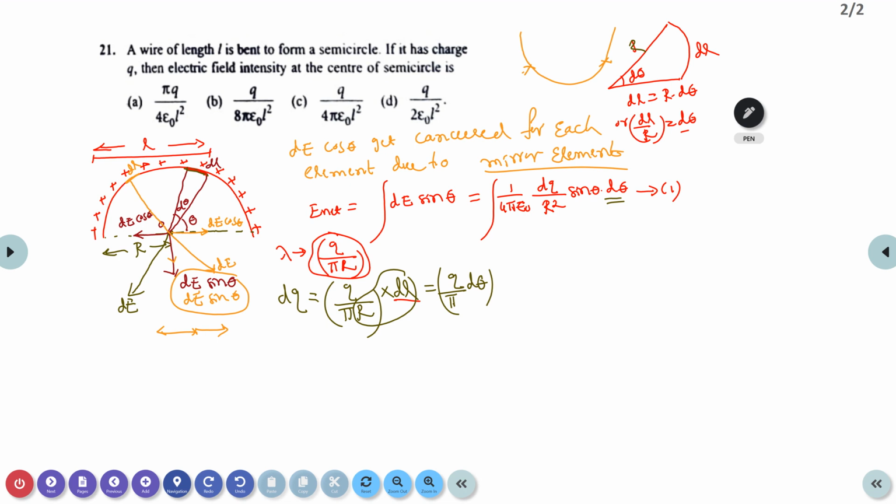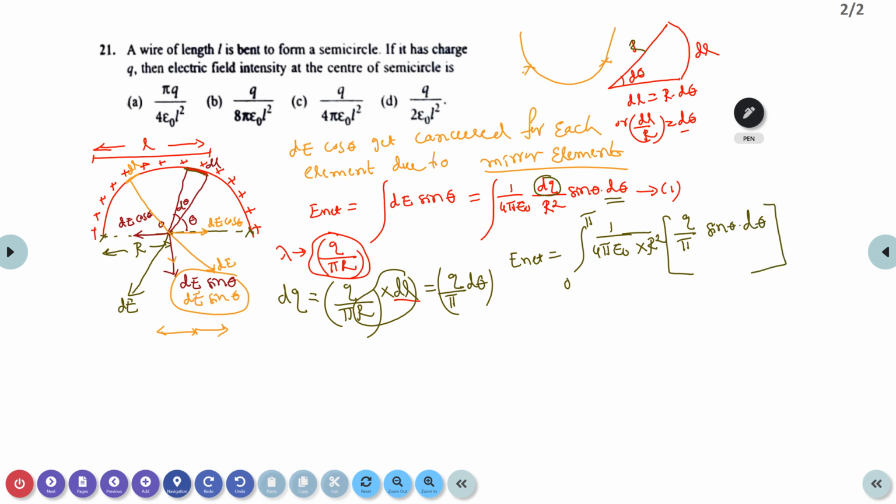Okay, fine. Now, E net equals integration from 0 to pi, because I am calculating from this point to this point. It is 1 divided by 4 pi epsilon naught into r square, okay, into dq. You substitute the dq value, it is Q divided by pi, Q by pi into sin theta into d theta.